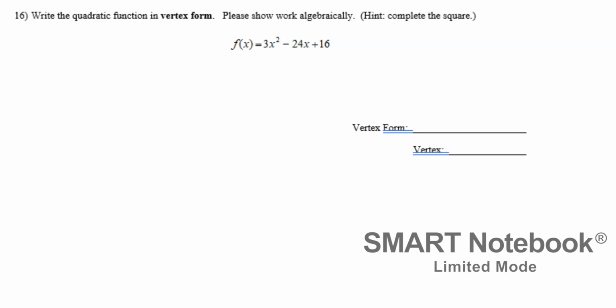Last problem, write the quadratic function in vertex form. Please show the work algebraically. So hint, complete the square. So in order to complete the square, the first thing we need to do is make sure that our lead coefficient is not 3. It has to be 1.